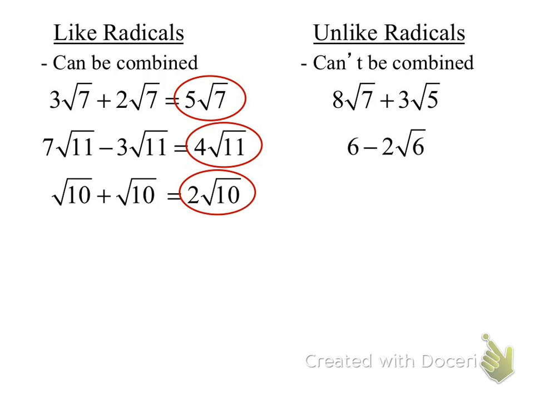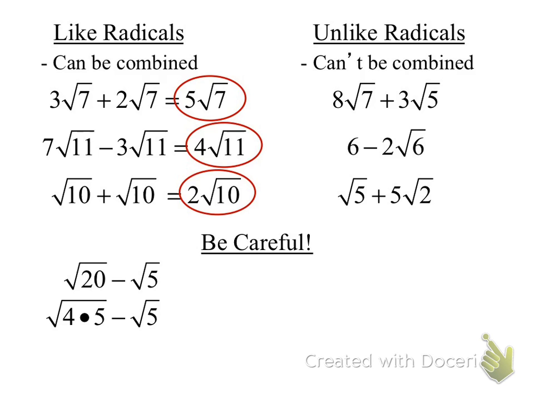And here, notice radical 10 and radical 10 make 2 radical 10s. We don't add inside. We leave the radical alone. 1 radical 5, 5 radical 2. Can't be combined. And be careful with these. It looks like they're different, but when you break 20 down, you can see that they're both radical 5s. So 2 radical 5 minus 1 radical 5 would make radical 5. You have to break it down to see what it really is before you can see if you can combine.